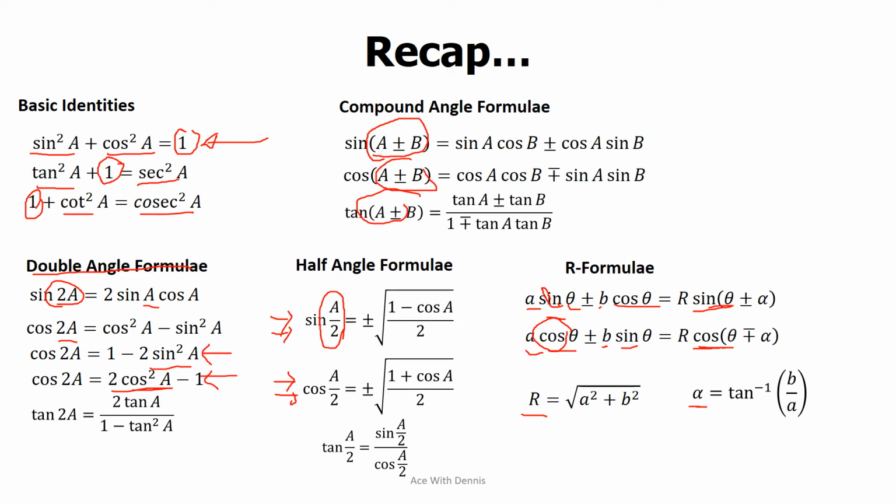And the next question is why we need to convert to R formula. It will happen when you encounter a sine theta plus minus b cosine theta not equal to 0, or when a cosine theta plus minus b sine theta is not equal to 0. So you have to convert them into R formula so that you can solve the equation. I think in the next section, we'll see examples on how to apply R formula.